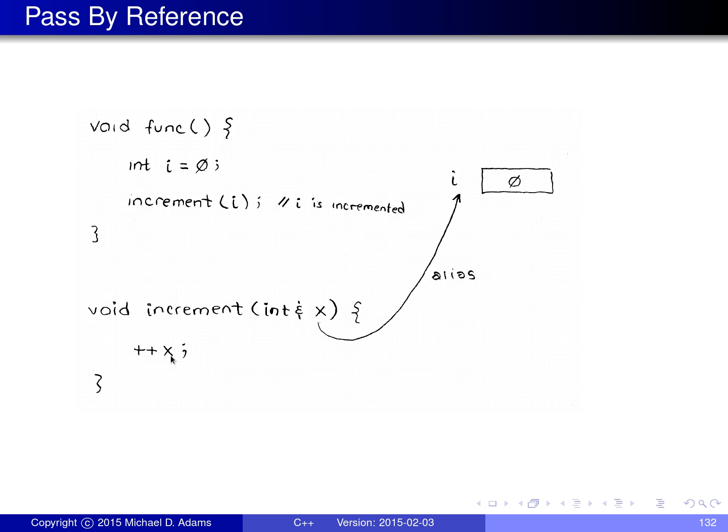Then after we've incremented x, this function returns. And when the function returns, the variable I will have the value 1, because this value is actually incremented by the function increment.